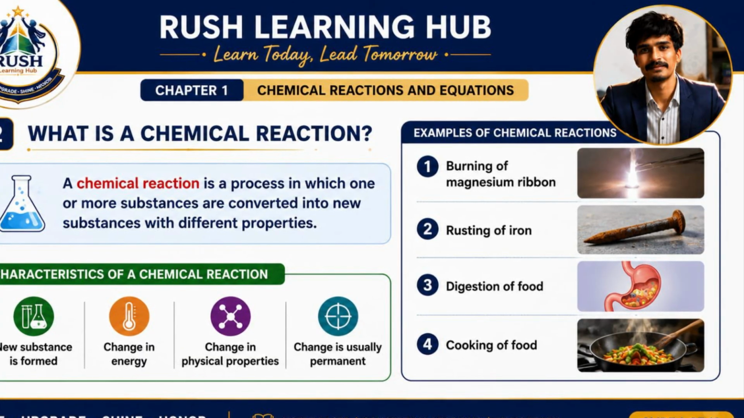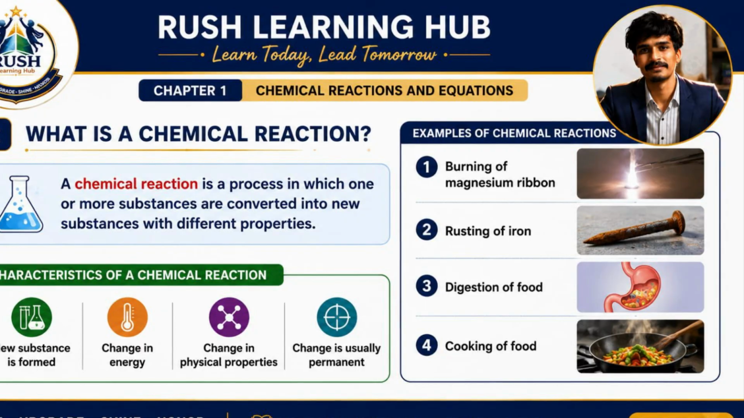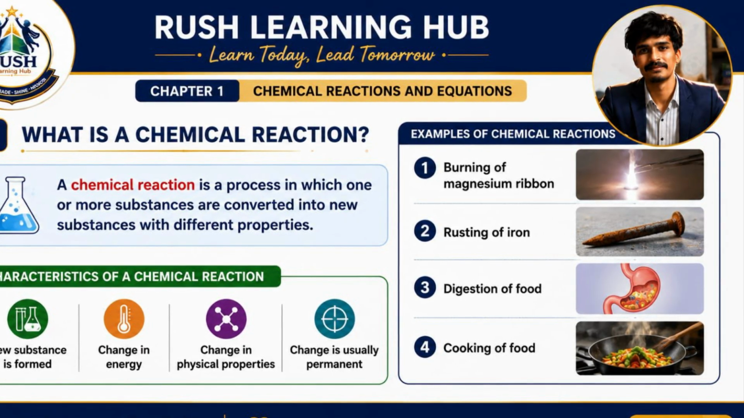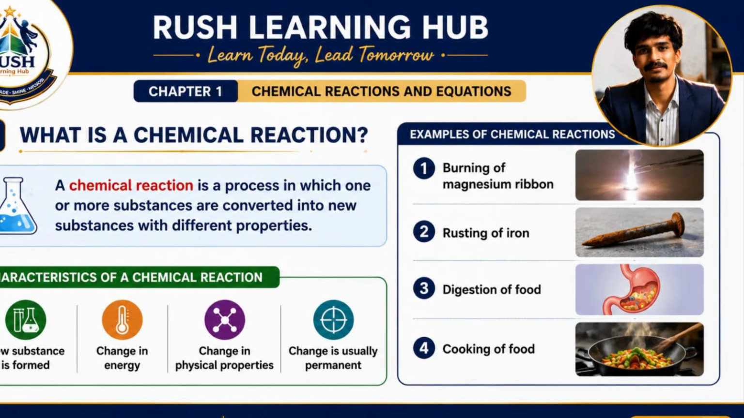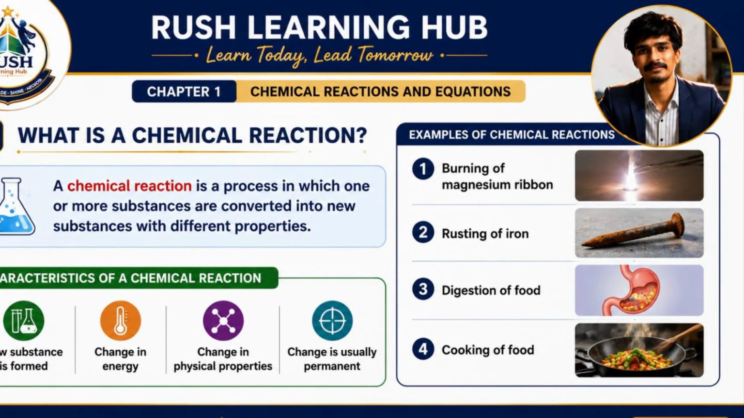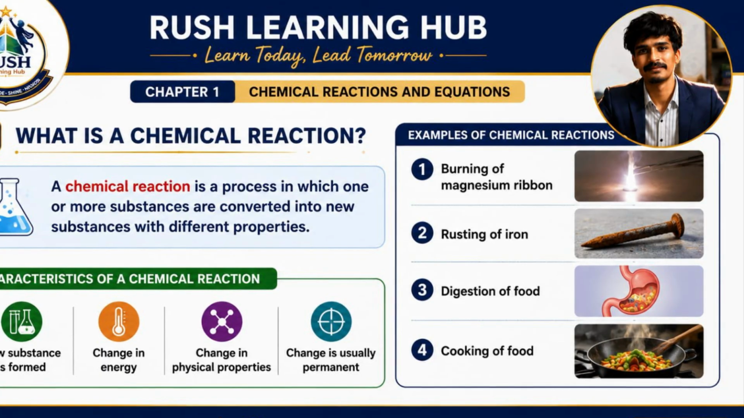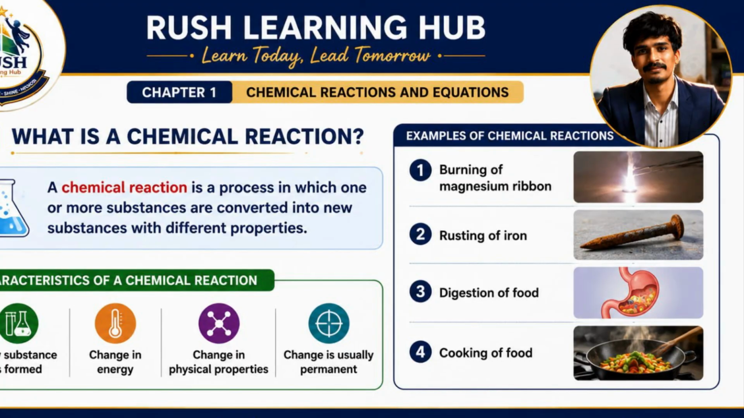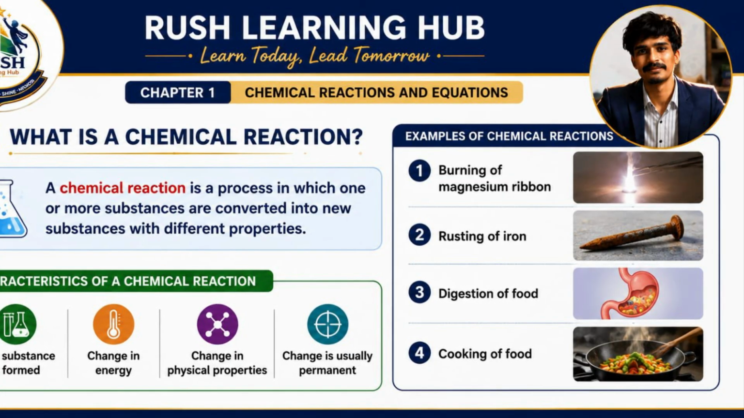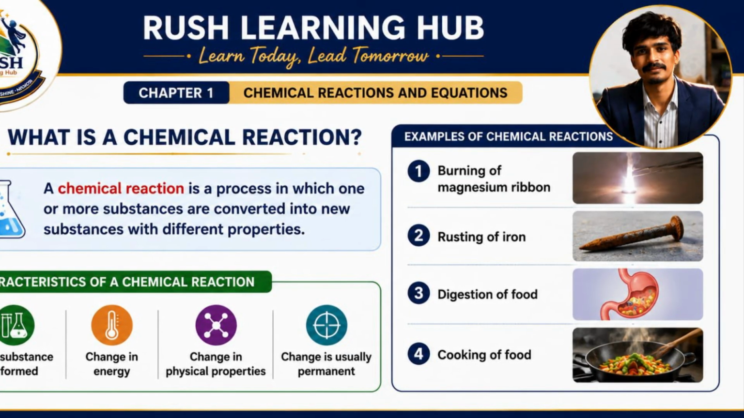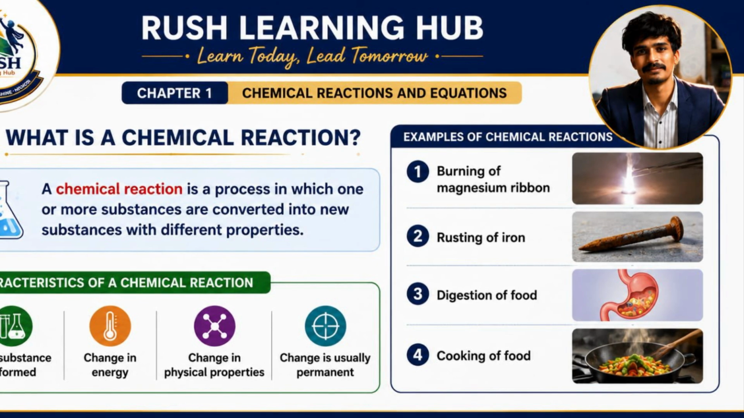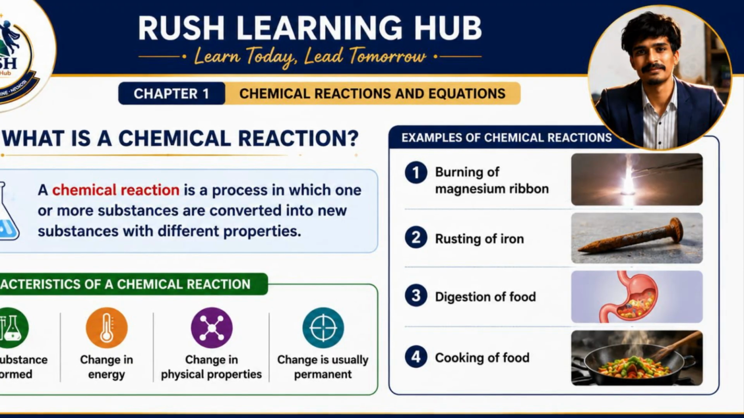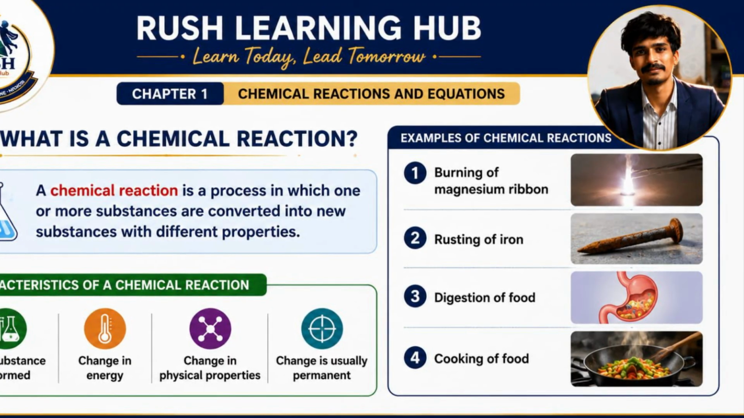There are some common characteristics of chemical reactions. First, a new substance is formed. Second, there may be a change in energy, such as the release or absorption of heat. Third, the physical properties of the substances may change. Finally, the change is usually permanent and cannot be easily reversed. Understanding these characteristics helps us identify when a chemical reaction has occurred. Let's move on to the observable changes that indicate a chemical reaction.